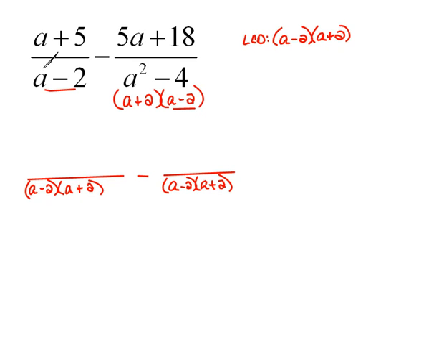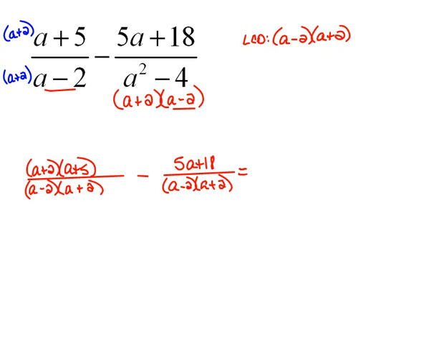Alright, now for our very first fraction, what did we need to multiply this denominator by so that it is the common denominator? Well, we need to multiply it by a plus 2, which means we have to do the exact same thing to the numerator. Keep it balanced. So that will be a plus 2 times a plus 5. Now for the second fraction, what do we need to multiply this by in order to get the common denominator? Well, absolutely nothing. It's already the common denominator. So this is just 5a plus 18.